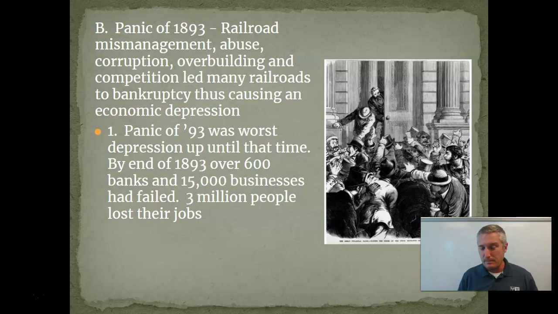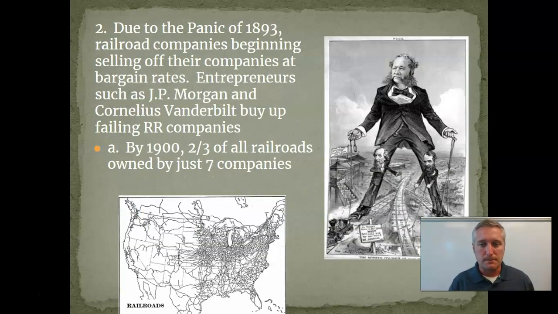with our money. 3 million people lost their jobs, and that might not sound like much today, but remember, in 1893 the population's not nearly what it is today. So my guess is that in 1893 we would have maybe 90 million people. If that's the case, you're looking at about 5% of the population losing their jobs within the matter of a few weeks.